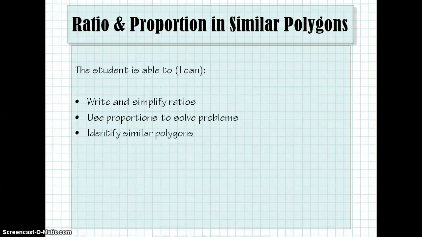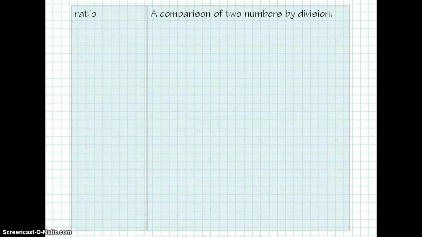Alright, this next chapter we're going to be talking about similarity, similar polygons, similar triangles, that sort of thing. So as kind of an introduction to that, we want to review how to write and simplify ratios and how to solve problems using proportions, and then also want to talk about how to identify similar polygons.